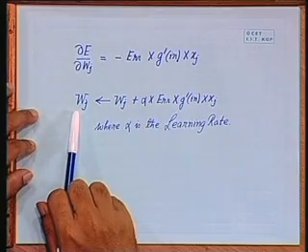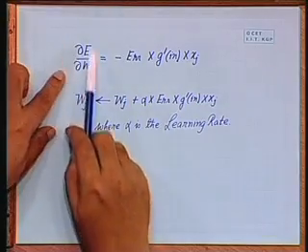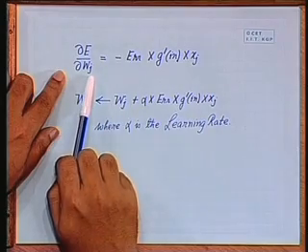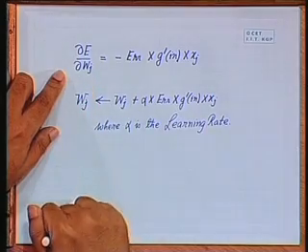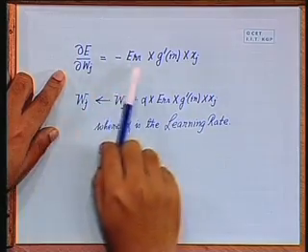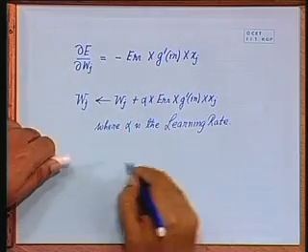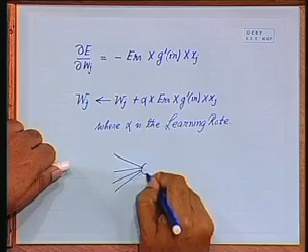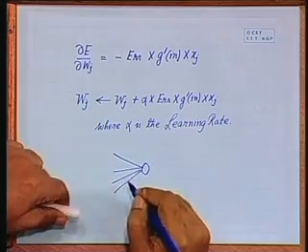Is it clear? And we do this for each of the Wj. So this was just computing delta E by delta Wj for one j, and we do it for each of the j's, so that we have updated the weights of all the links that are feeding into this.